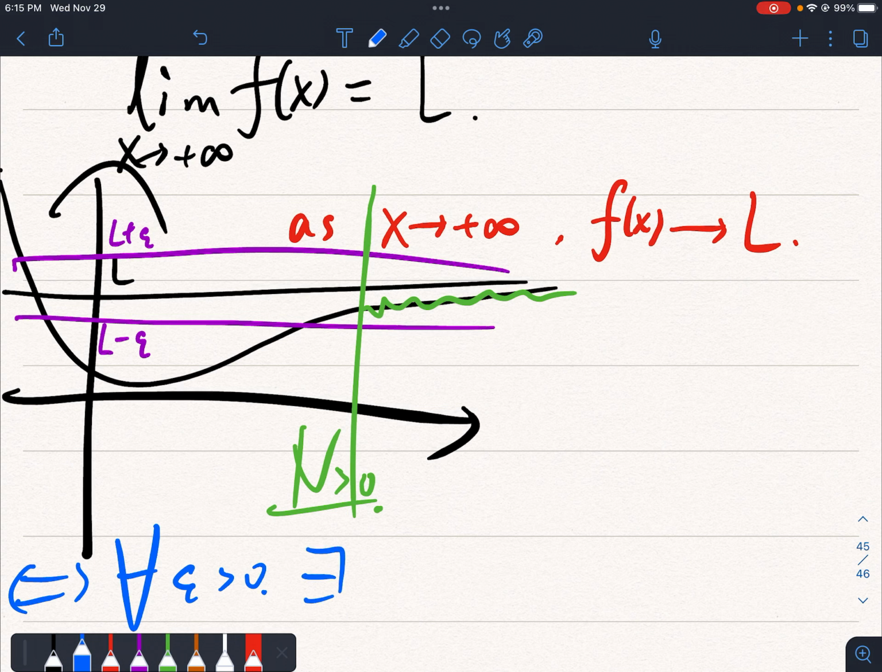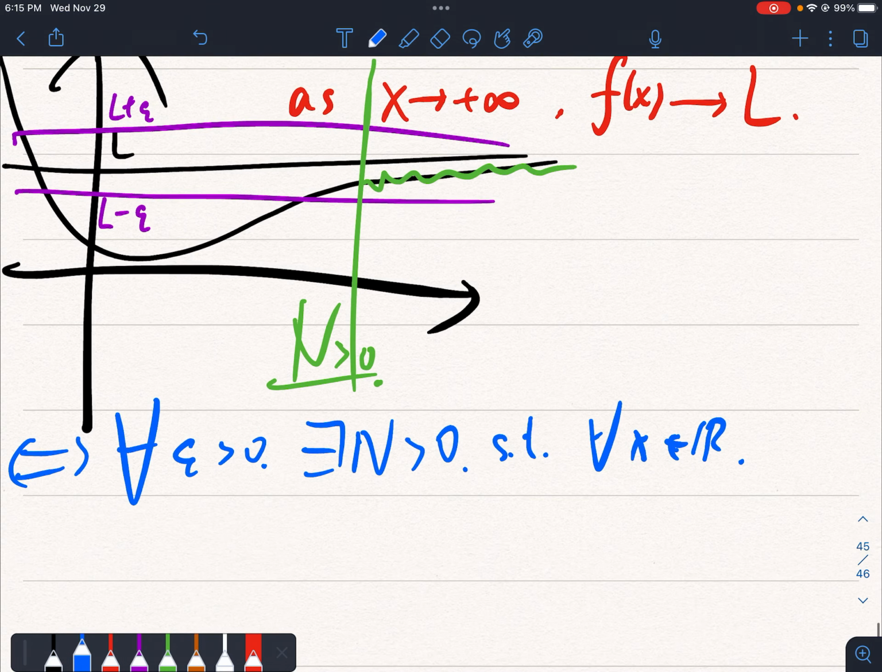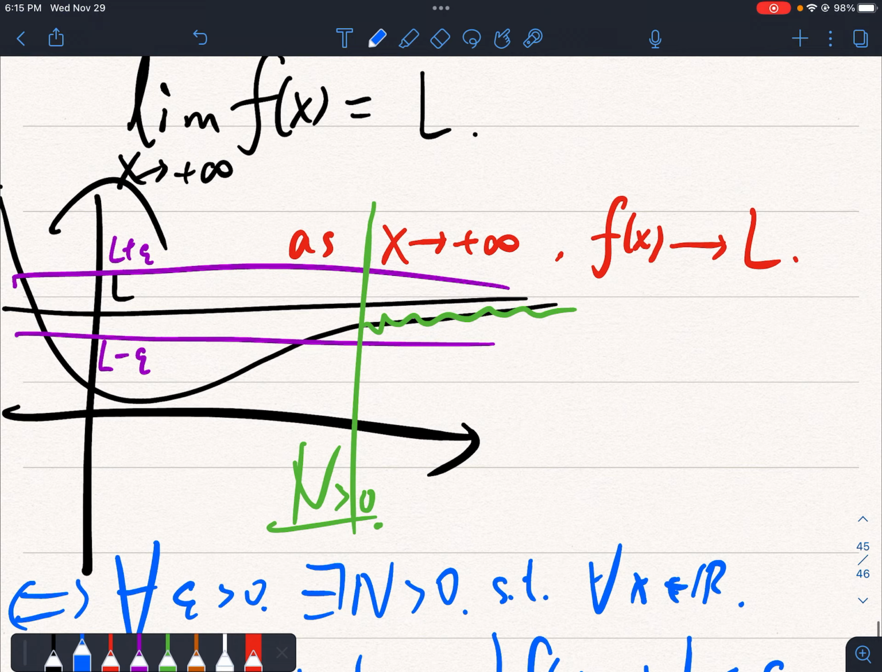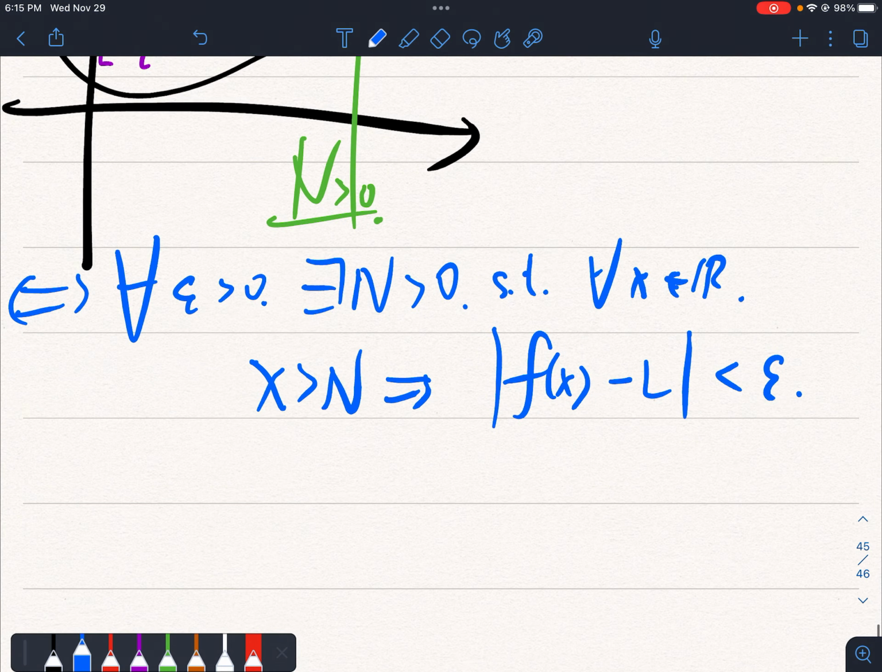This is true if and only if for all epsilon bigger than 0, we can find some n bigger than 0, such that for all x in R, if x is bigger than n, then f of x will be close enough to L. So the absolute value of the difference will be less than epsilon. This is what it means for the limit at plus infinity.